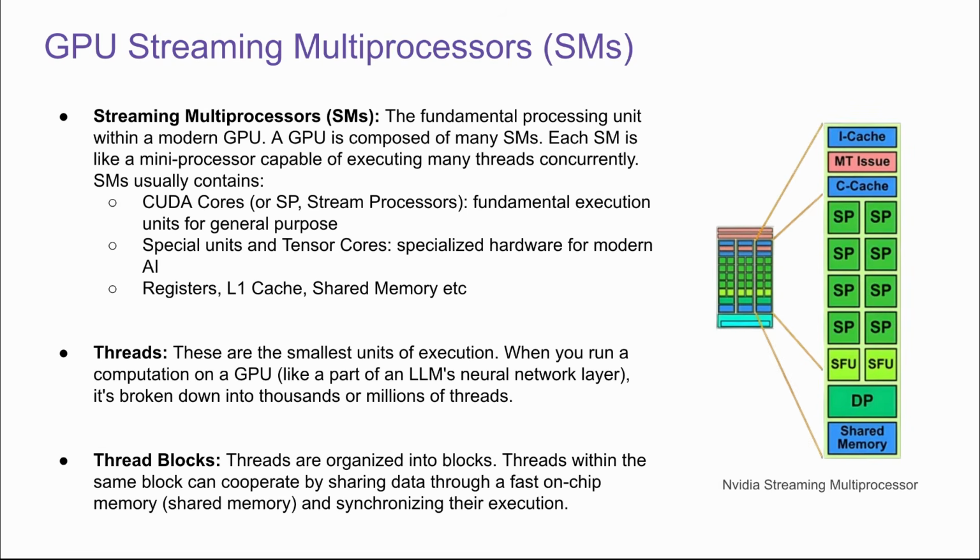The first concept I want to go through is SMs, streaming multiprocessors, the fundamental processing units within a modern GPU. A GPU is usually composed of many SMs. Each SM is like a mini processor capable of executing many threads concurrently. This is a graph of a typical streaming multiprocessor. SMs usually contain CUDA cores or SP, stream processors.